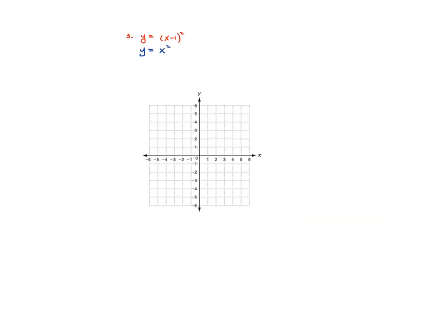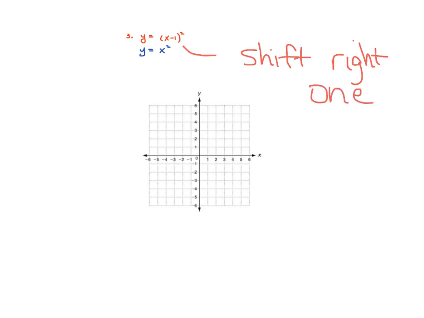Now, notice the difference here. We're adding parentheses. When a number is added or subtracted in parentheses with the x, this is going to tell us it's a shift either left or right. And when it's inside the parentheses, we have to think about it opposite. So when it's really a negative, you would think it's moving left, but it's opposite, and this is going to be a shift right 1 unit. So when it's in the parentheses, it's opposite, and we're shifting it right 1 unit when it's negative or subtraction. If it's plus, it goes left.